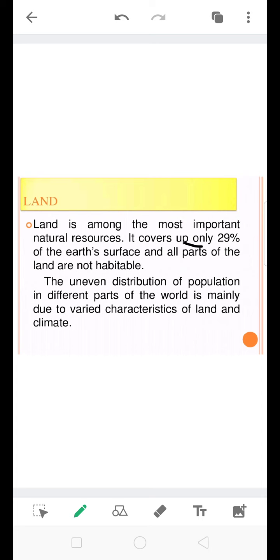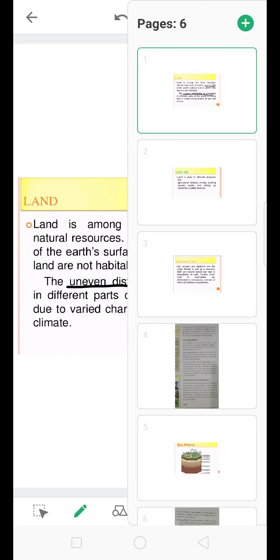It covers only 29% of the earth's surface, and not all parts of the land are habitable, as we have studied. It is covered by oceanic areas, seas, and forests, and some of the lands are not hospitable to live on. The uneven distribution of population in different parts of the world is mainly due to varied characteristics of land and climate. This is a short brief about land that we have studied.